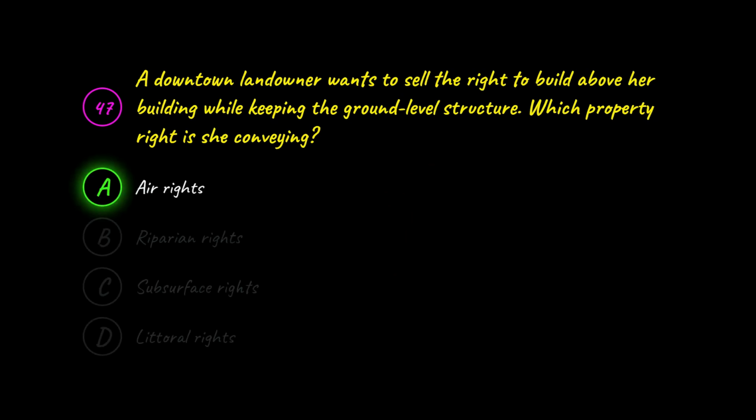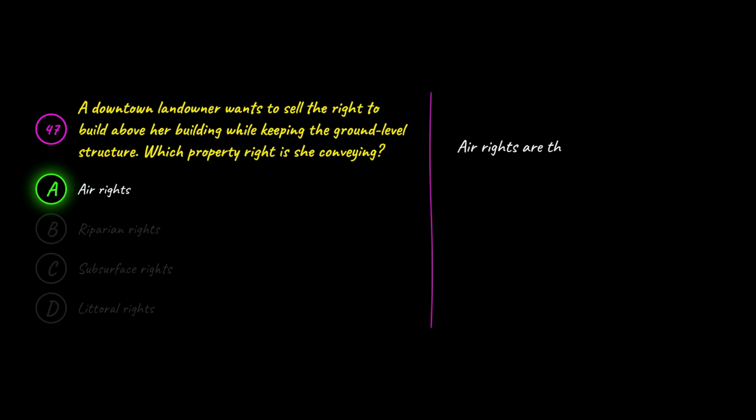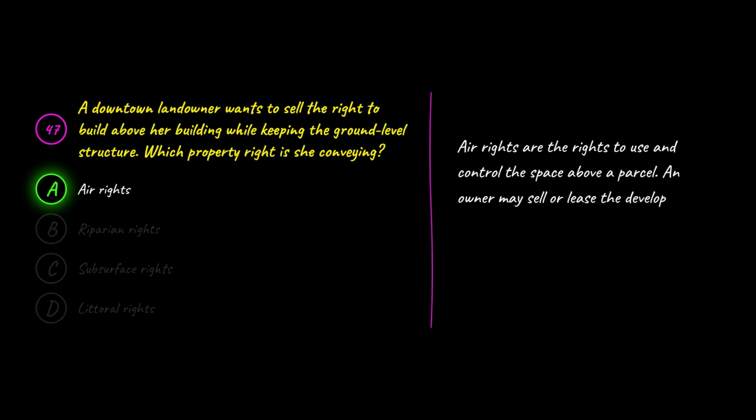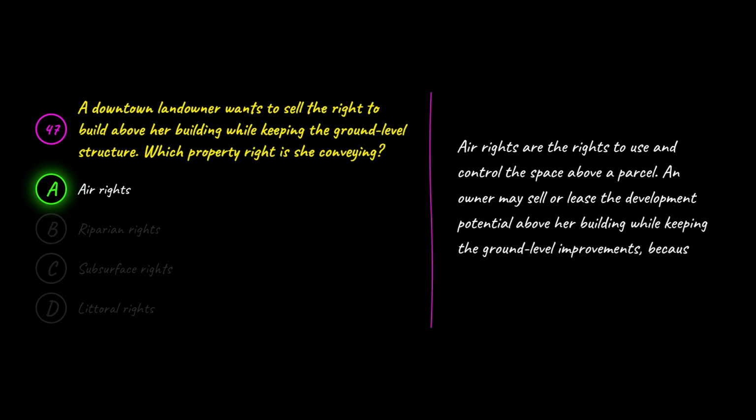The correct answer is A, air rights. A is correct because air rights are the rights to use and control the space above a parcel. An owner may sell or lease the development potential above her building while keeping the ground level improvements because the airspace can be conveyed separately.